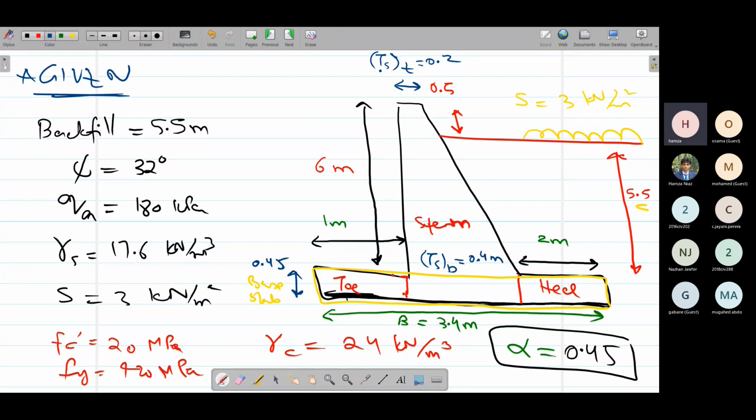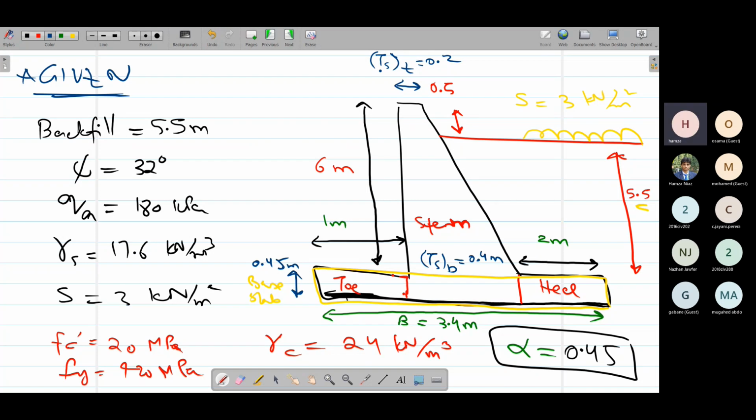Later on, we are again going to revise this base slab thickness. So now we can simply take the minimum value 0.5 meters, and later on we can revise this. So this is how we have to determine the whole dimension of the retaining wall.